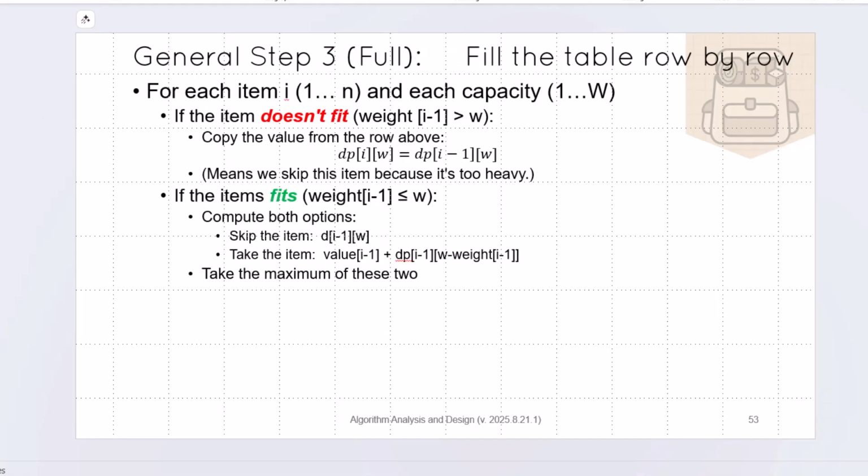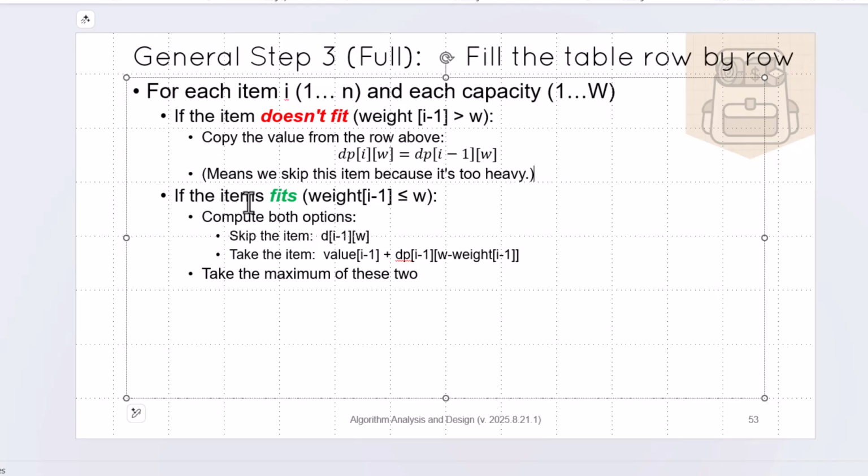Fill the table row by row. For each item i, 1 through n, and each capacity 1 through w: if the item doesn't fit, meaning the weight of that item is greater than w, then we copy the value from the row above. We skip the item if it's too heavy.